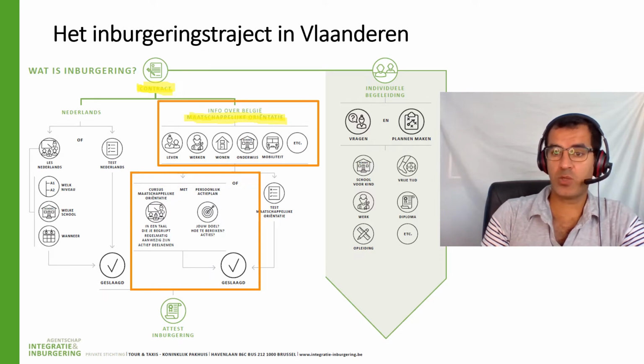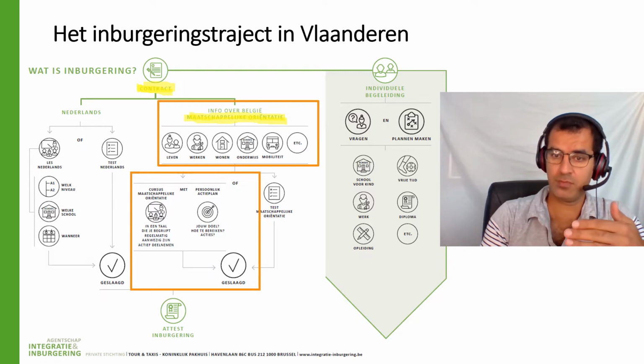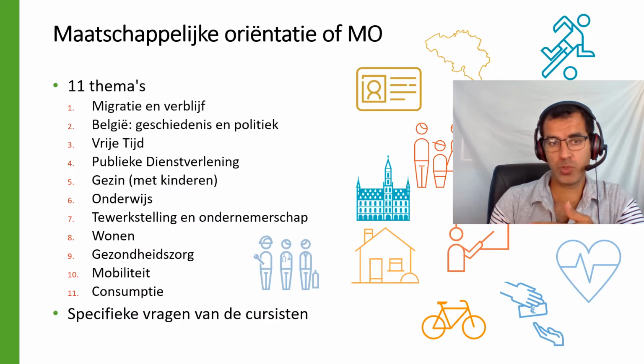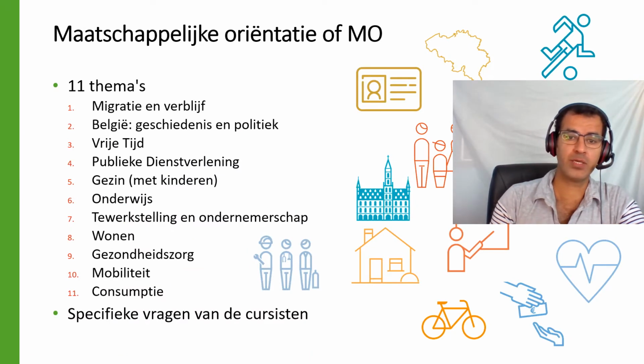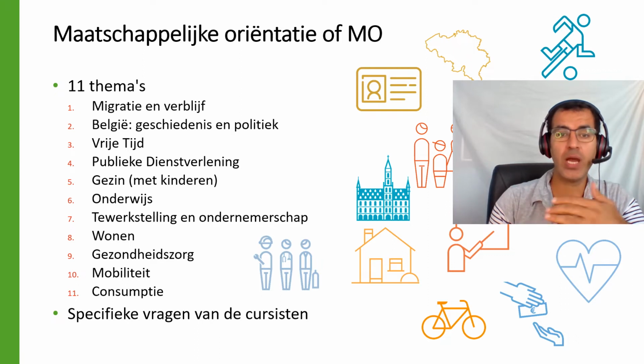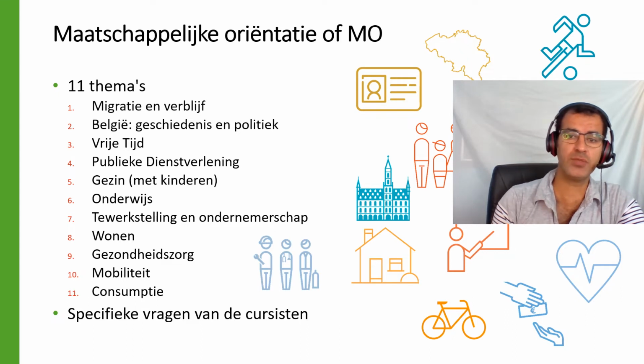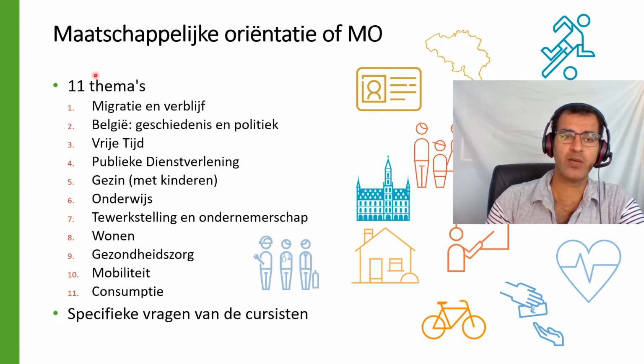What are the steps that we are going to do? In the next slides, I'm going to discuss the other things that we are going to do. One of the most important questions that you might be asking yourself right now is what we are going to discuss during these classes for social orientation. Generally speaking, we have 11 topics.